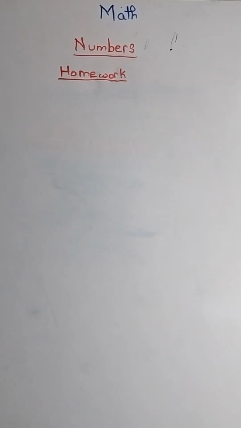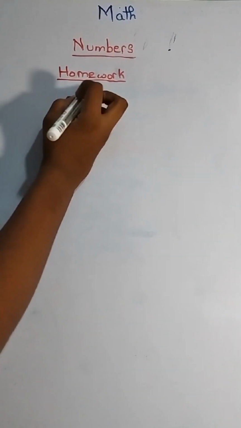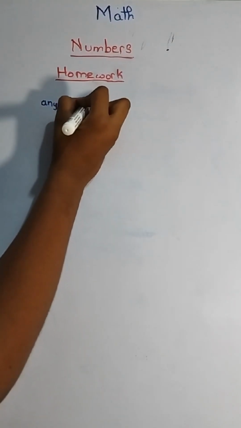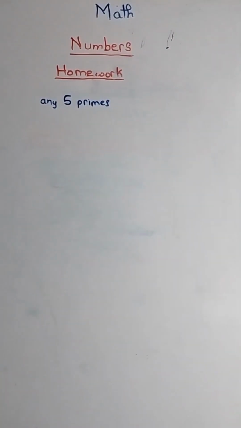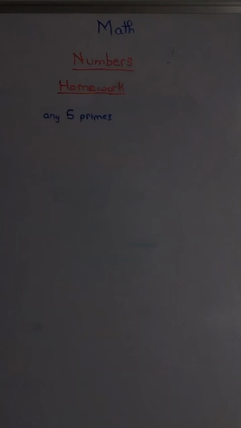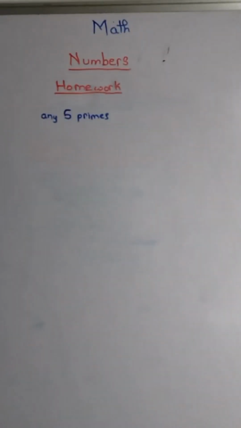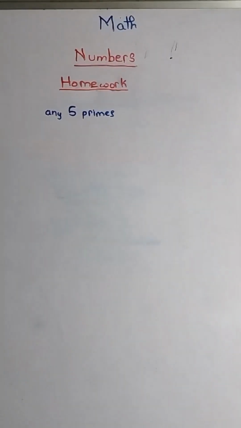Today's homework for you guys would be, first, to find any 5 prime numbers. As I told you, to find a prime number, just check if all the numbers under it are divisible. If no number under it is divisible, then it is a prime number. Only the number itself and 1 should be the divisors.